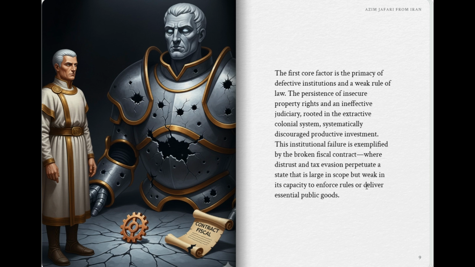The persistence of insecure property rights and an ineffective judiciary, rooted in the extractive colonial system, systematically discouraged productive investment. This institutional failure is exemplified by the broken fiscal contract, where distrust and tax evasion perpetuate a state that is large in scope but weak in its capacity to enforce rules or deliver essential public goods.